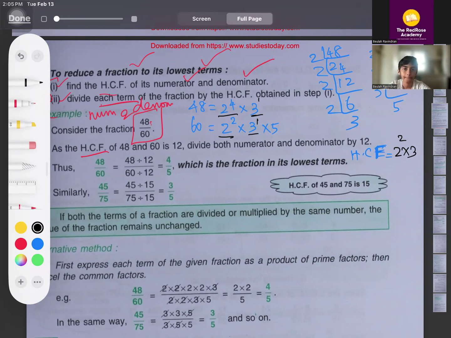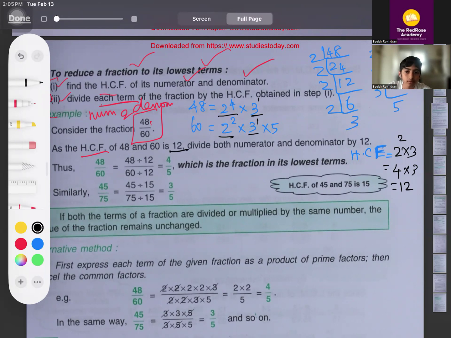If the power is the same, you can write it once. And if it is uncommon, then you have to leave it. What is 2 power 2? 2 power 2 is 4. 4 into 3 will be 12. So the HCF of this is 12. Is it clear for you?